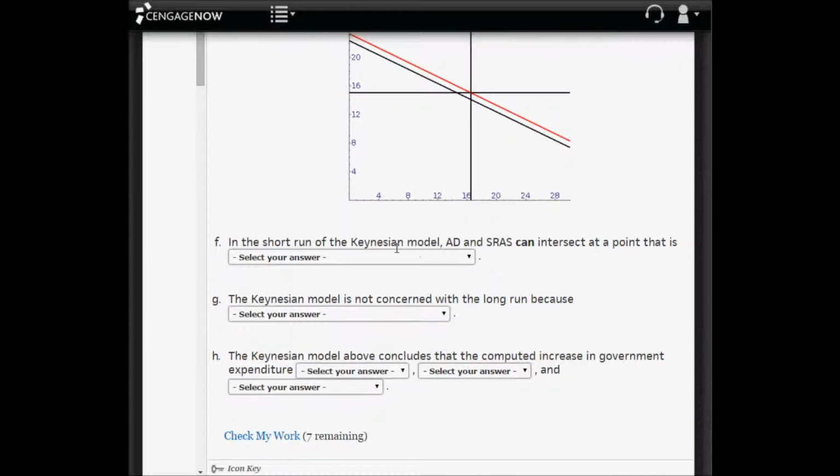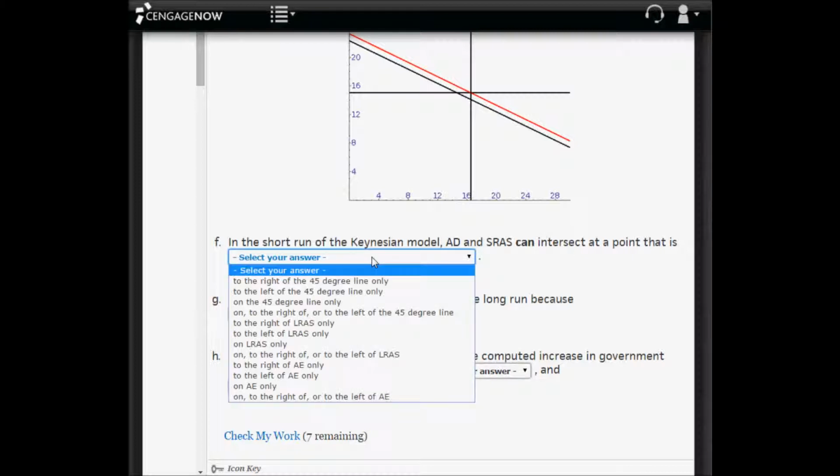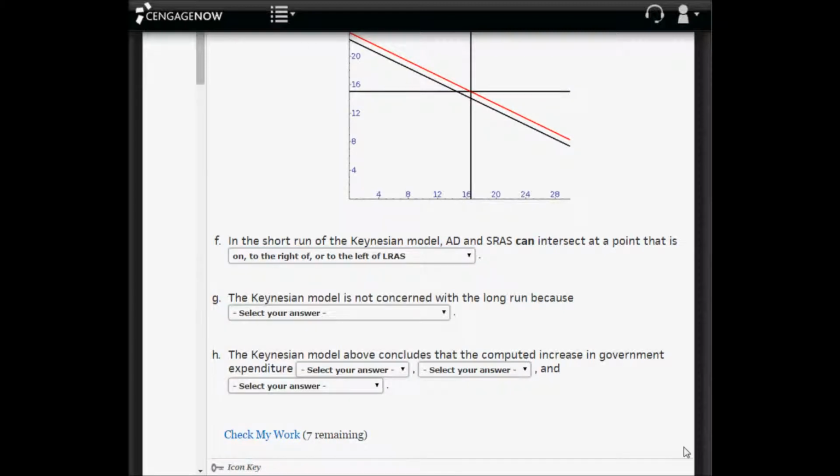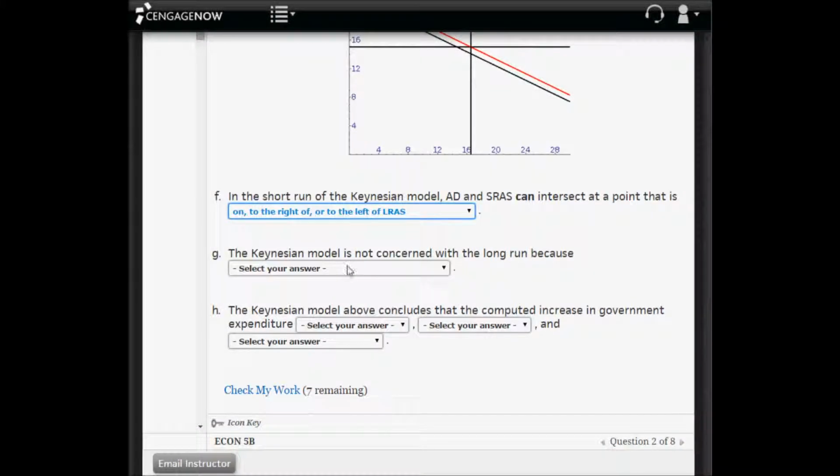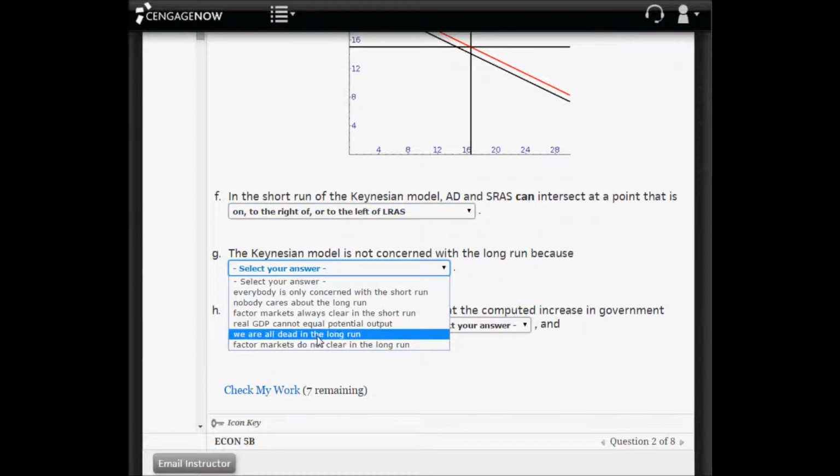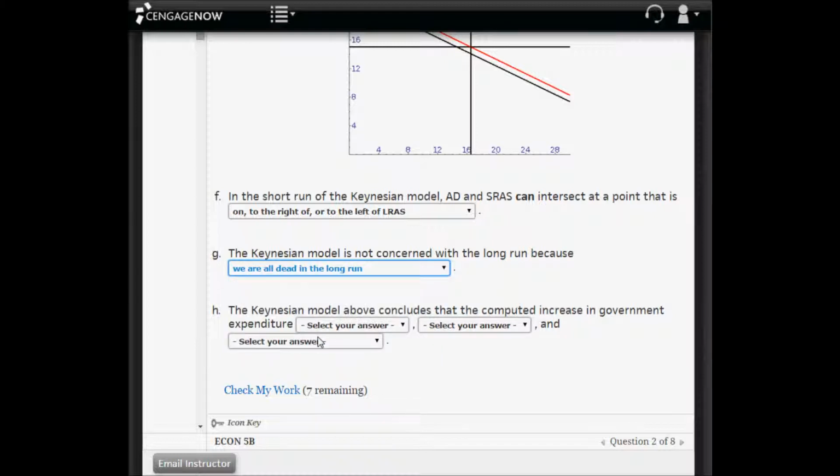In the short run of the Keynesian model, aggregate demand and short-run aggregate supply can intersect at a point that is on, to the right of, or to the left of long-run aggregate supply. The Keynesian model is not concerned with the long run because we are all dead in the long run.